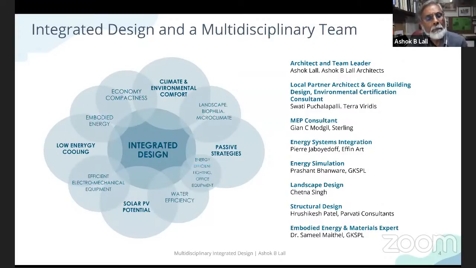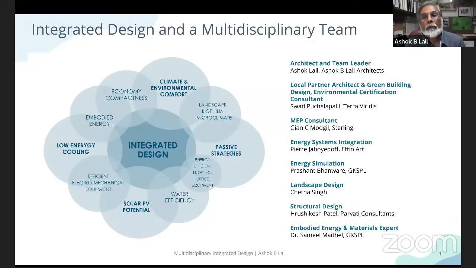We have to select electromechanical equipment, which is also efficient. And we also have to look at the water side of things, which is part of your challenge. And so there is a large number of different aspects of building design that need to be brought together through this process of integration. And for that, you need to set up a kind of a team.